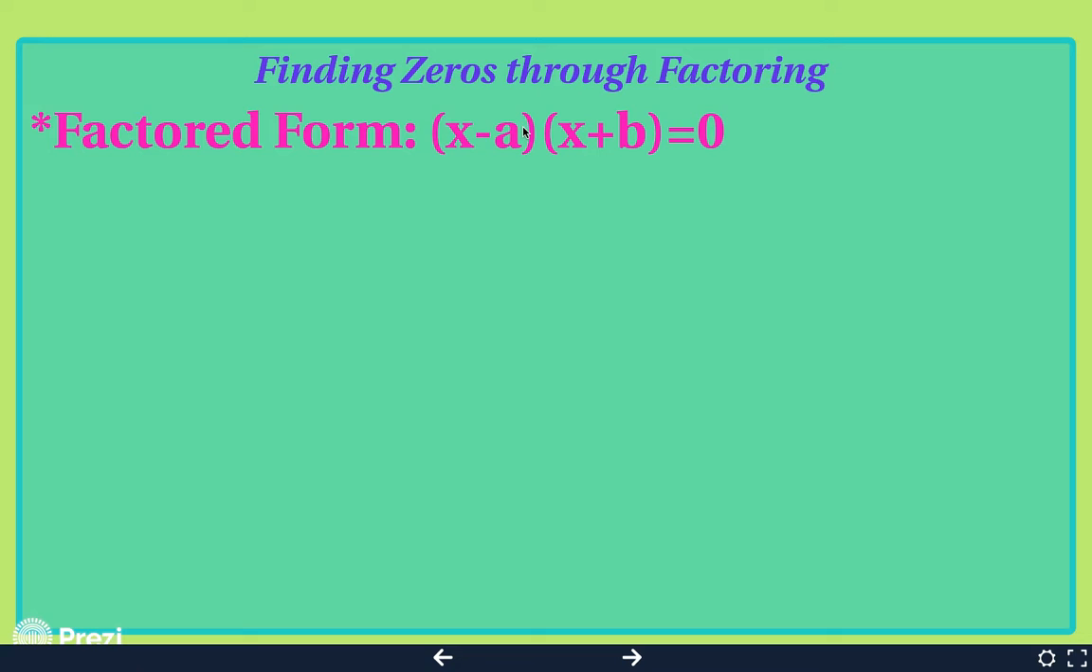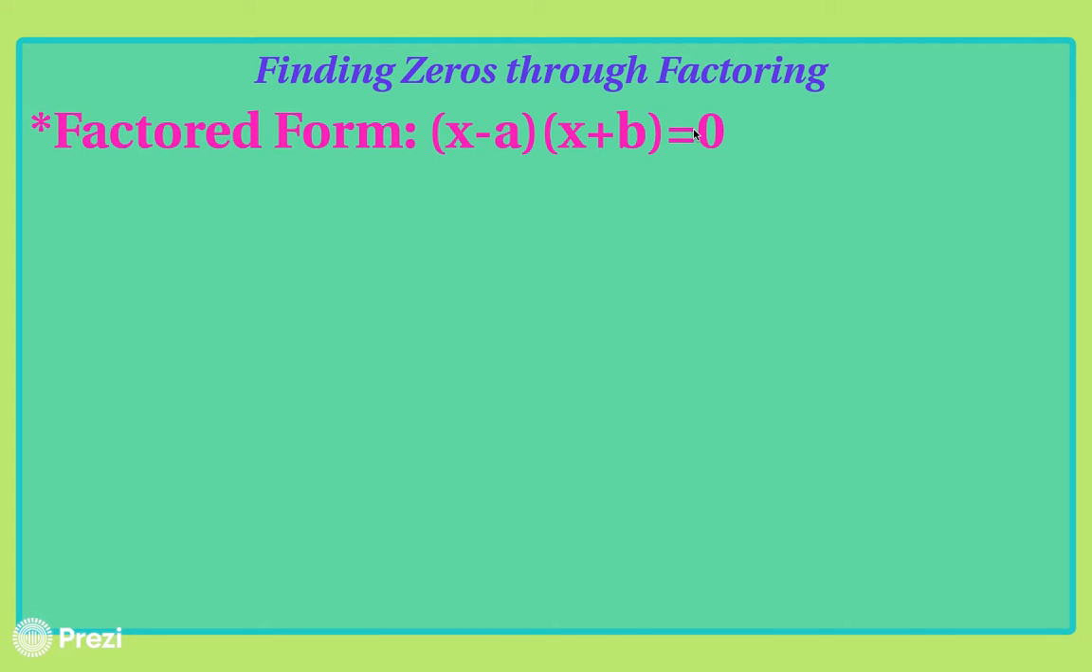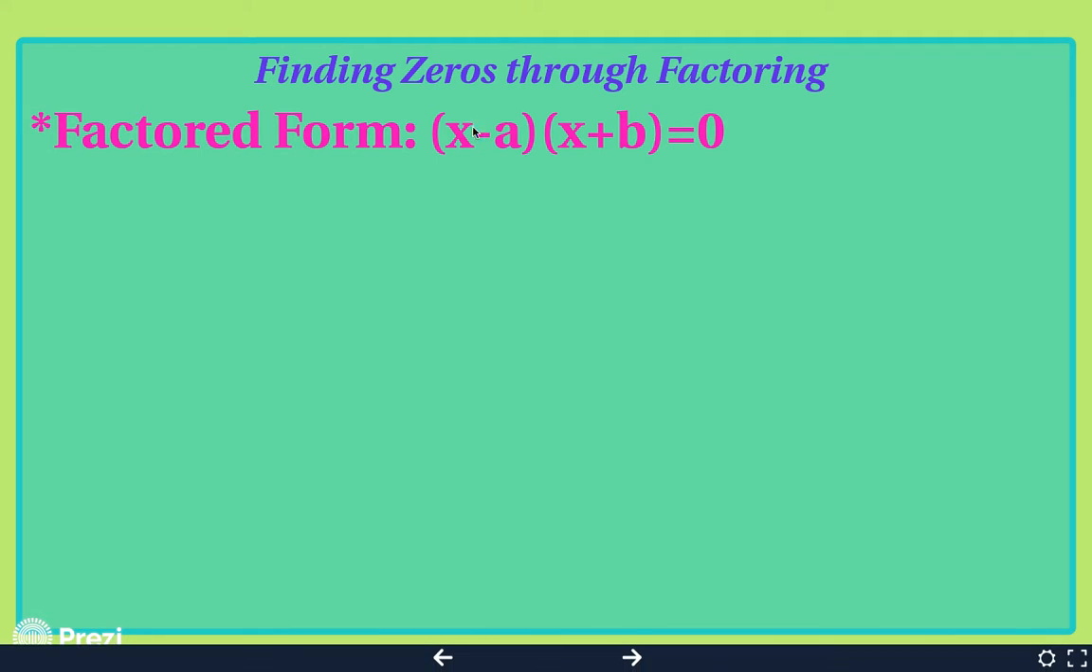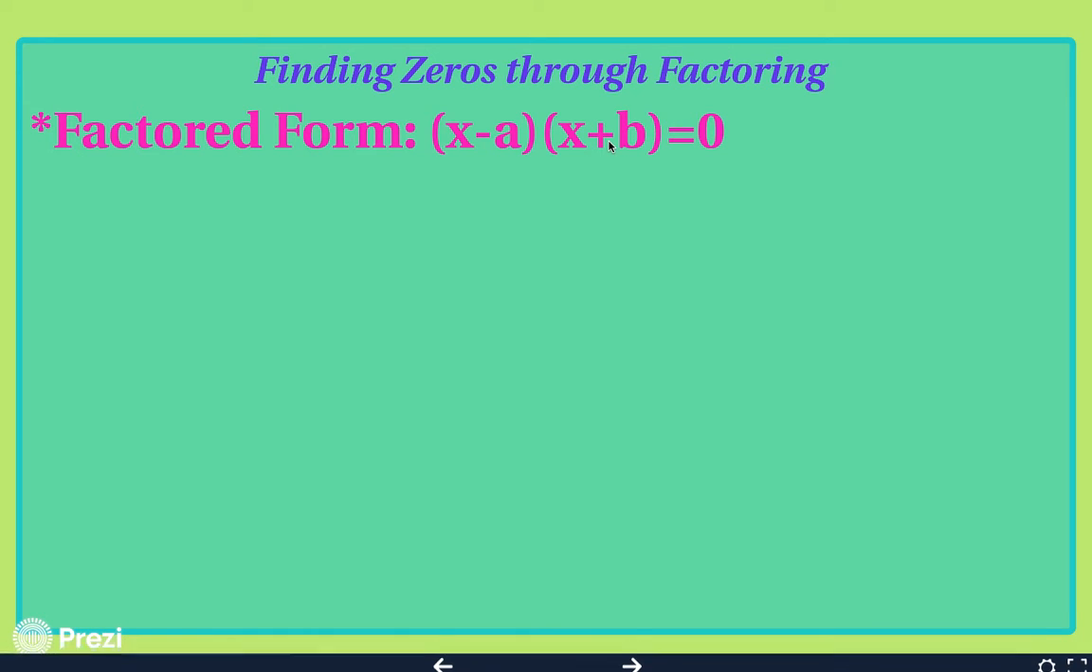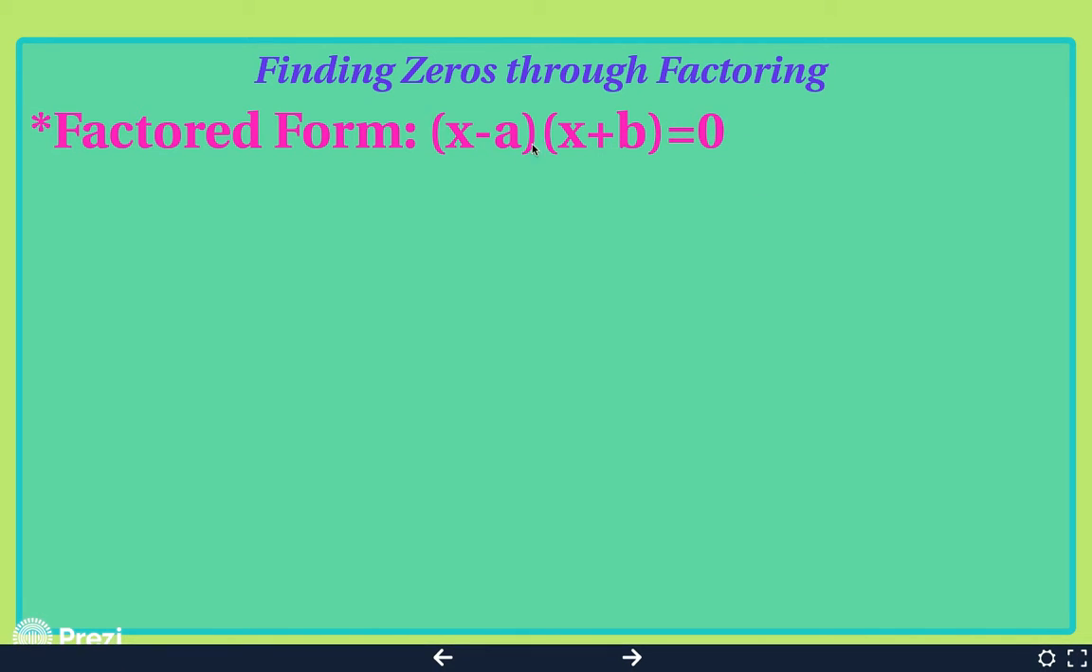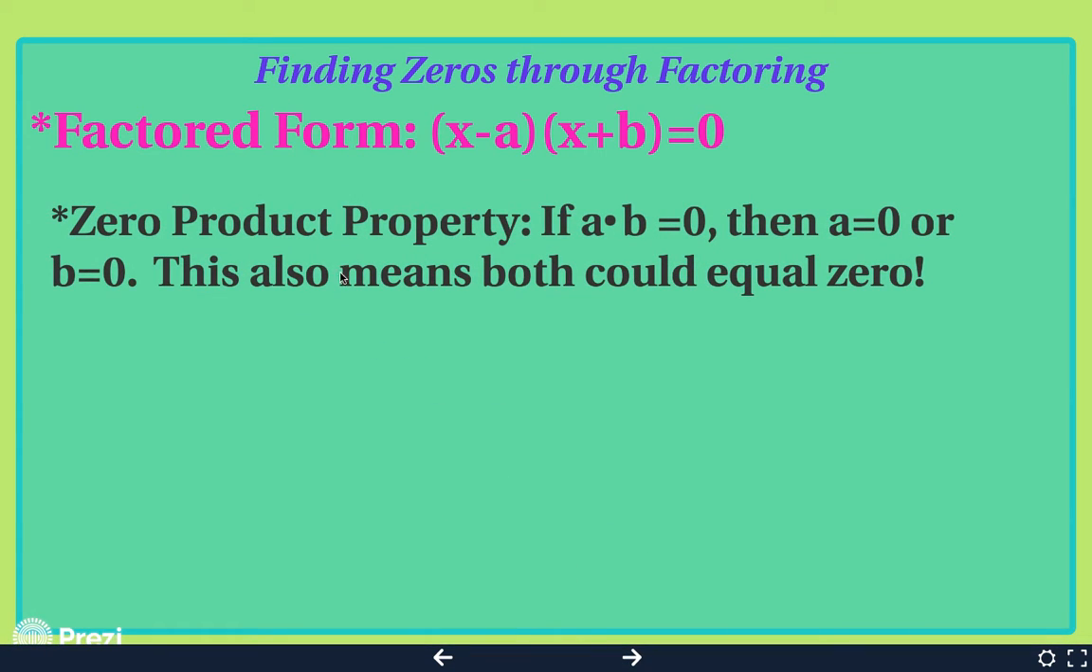So let's think about this, you guys. If I have two things that are multiplied together and you get 0, what times what gives me 0? Well, at least one of these has to be 0, because something times 0 gives me 0. Or both of them could be 0, because 0 times 0 is 0. This is called the zero product property, which states that if you have two things that multiply together and get 0, at least one of them has to be 0, but both could also equal 0. So if a times b equals 0, then either a or b is 0, or both could be 0.